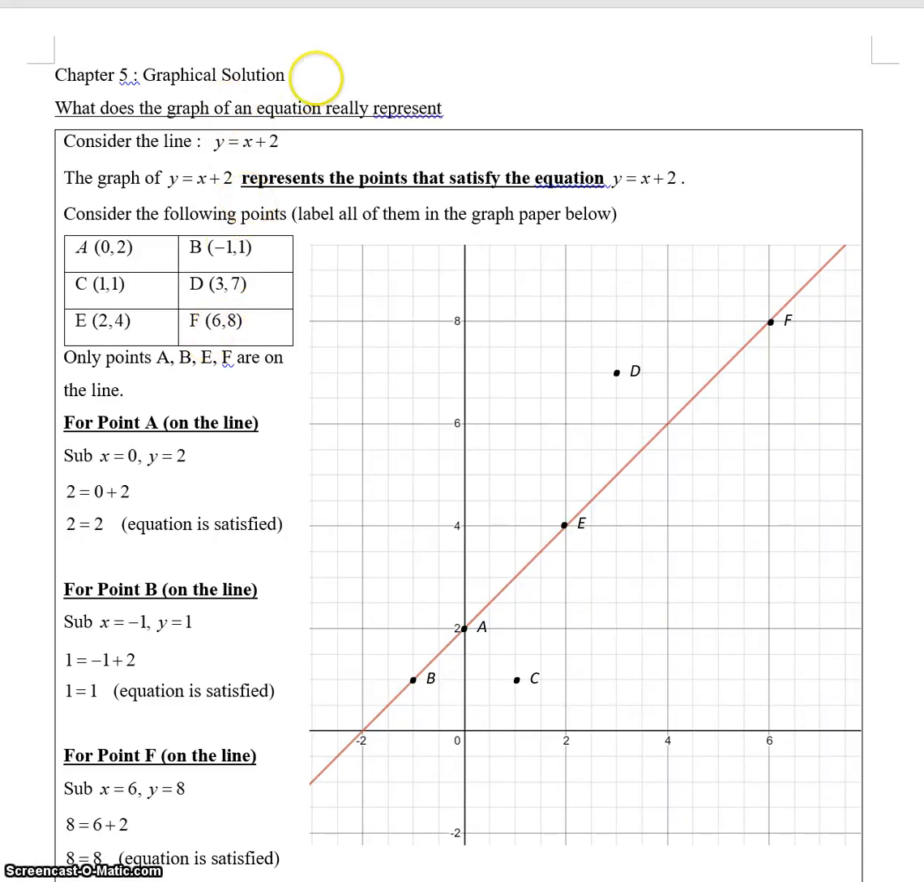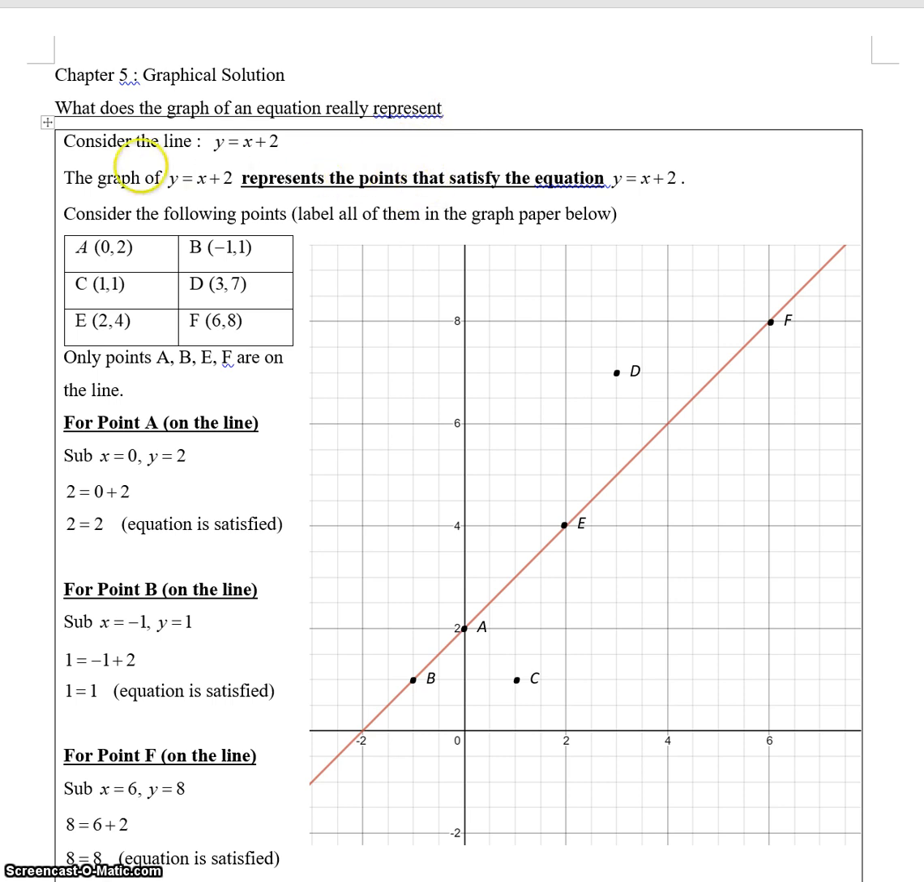Today we're going to talk about a very important concept which is called the graphical solution. This will be chapter 5, and this is one of those things that a lot of people don't understand. They do maths all their life, but they never understand what on earth is happening. So today is my attempt to really get this core concept into your brain. Okay, so here we go.